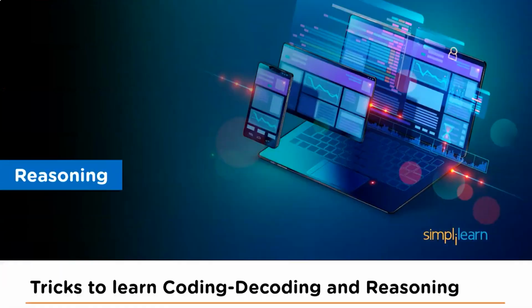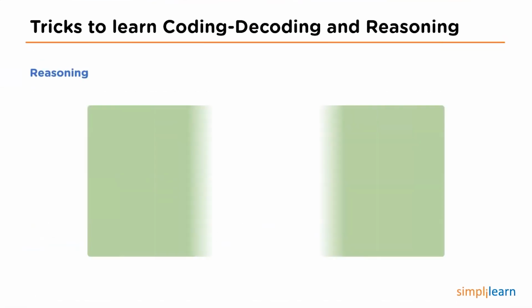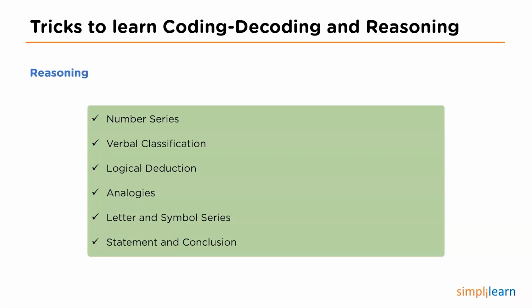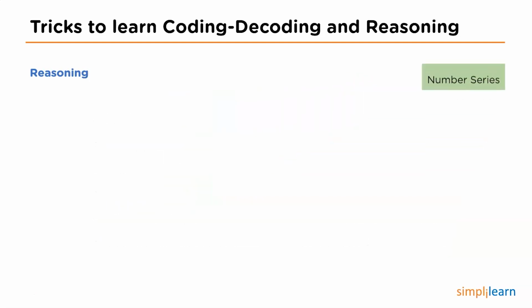In this session, we have covered 12 reasoning type concepts and their examples, starting with number series, verbal classification, logical deduction, analogies, letter and symbol series, statement and conclusion, cause and effect, verbal reasoning, logical games, artificial language, statement and assumption, and finally, essential part. Now, let's dive deep into the concepts.